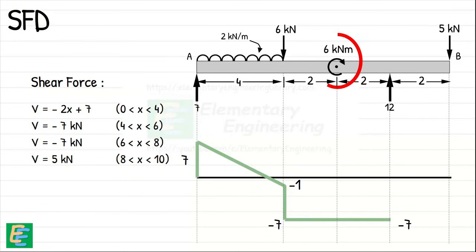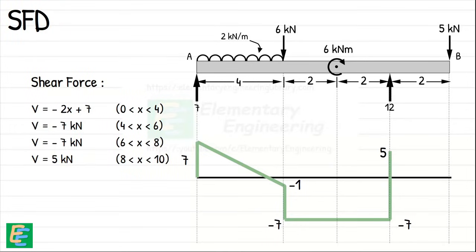Although a concentrated moment of 6 kilonewton meter acts at x equal to 6 meters, the shear force is unaffected. This is because the moment does not produce any vertical forces. A horizontal line in the shear force diagram therefore indicates that no vertical loads act in this region. At x equal to 8 meters, we encounter support B. The upward reaction RB, 12 kilonewton, causes the shear force to jump from minus 7 to 5 kilonewton, which is also evident from the equation.